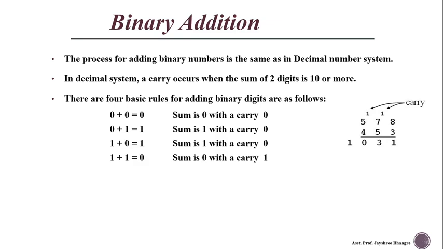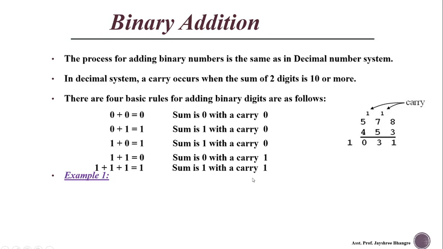1 plus 1. In binary, 1 plus 1 is 2, and that is represented as 10. So we write 0 as the sum and 1 is the carry, which is forwarded to the next column. So 1 plus 1 gives sum 0 and carry 1. If we want to add 3 digits, that is 1 plus 1 plus 1, the answer is 3, and in binary 3 is represented as 11. So the sum is 1 and carry is 1.